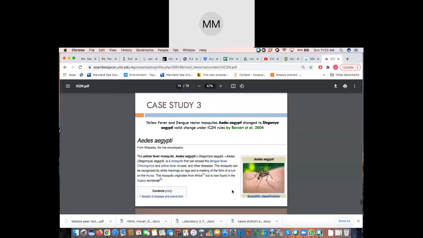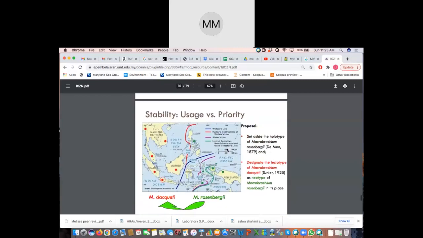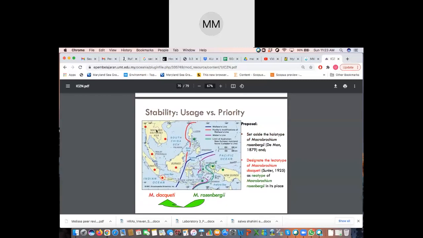Complicated, isn't it? Yes, I understand. It was really complicated from just this rosenbergii, and it's a long story. Yes. So it's just to give you an idea about why sometimes people want to change these names a lot.